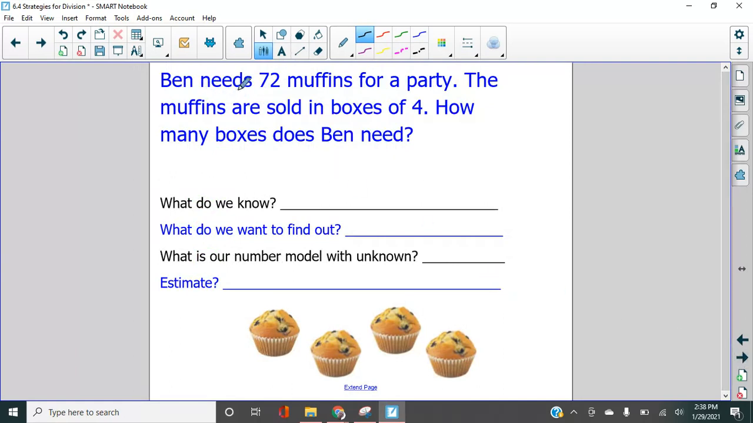So Ben needs 72 muffins for a party. The muffins are sold in boxes of 4. How many boxes does Ben need? We're dividing up these muffins, aren't we?